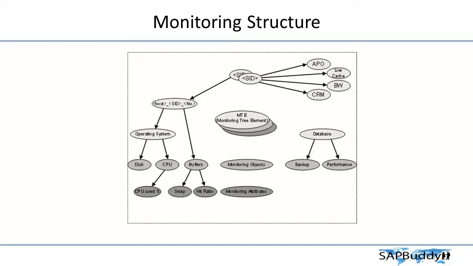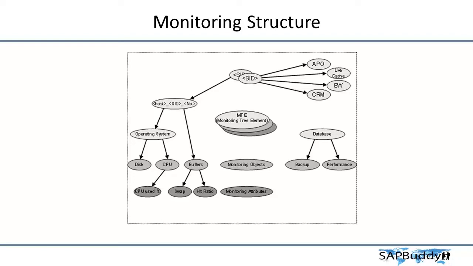That monitoring tree element describes the structure in the way you'd like to monitor these alerts. Yeah, that's the MTE's job. Okay, then under the MTE you have the monitoring object and monitoring attributes, and for the database we also collect information from the database and the backup and the performance of the database, these kinds of information. And in general, in the system you can use the transaction code called RZ20.